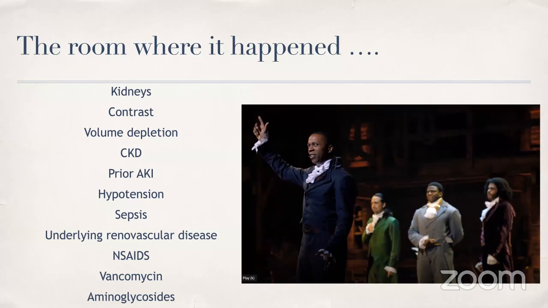One of the most prominent songs in Hamilton is The Room Where It Happened. The idea here is that Hamilton, Madison, and Jefferson, who are political foes, are at odds over some political issues.